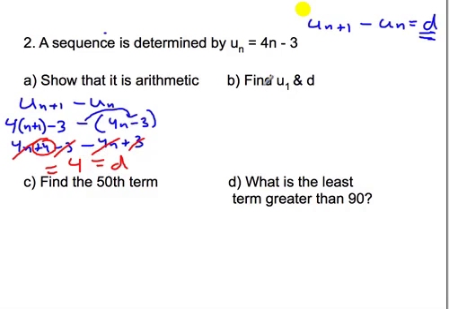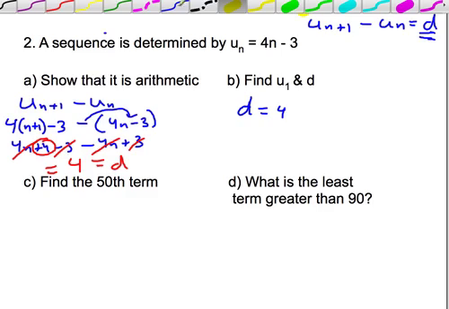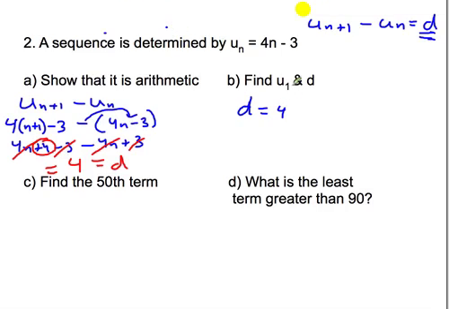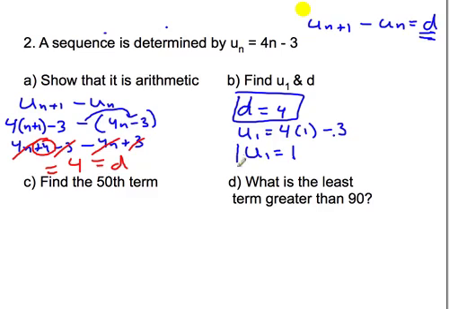Okay, so in the next question, I want to ask you find u1 and d. We already have d, so d is going to be equal to 4, which you found in part A. Now we're finding u sub 1, and u sub 1 is just the first term. To find u sub 1 you can just substitute 1 for n. That's 4 times 1 minus 3. So u sub 1 is 4 minus 3, which is 1. So d is 4, u sub 1 is 1.